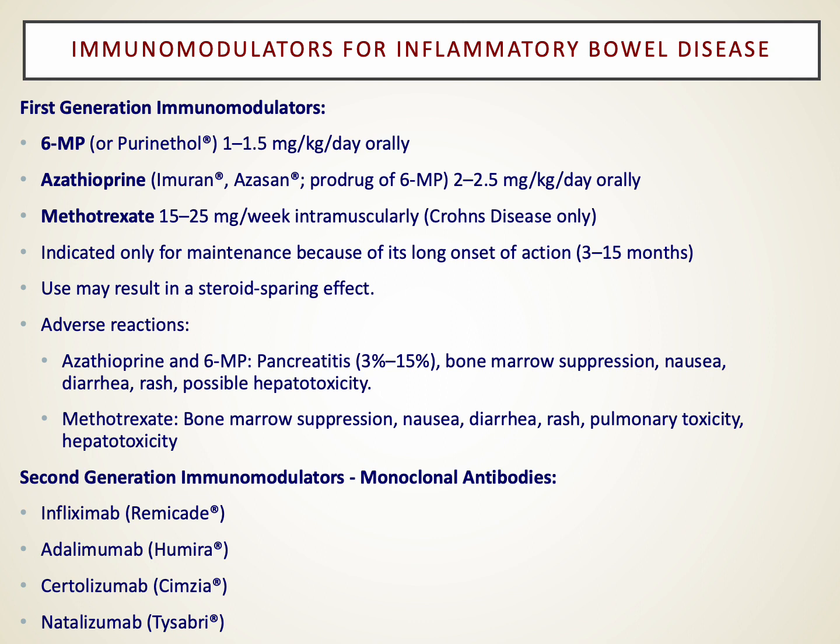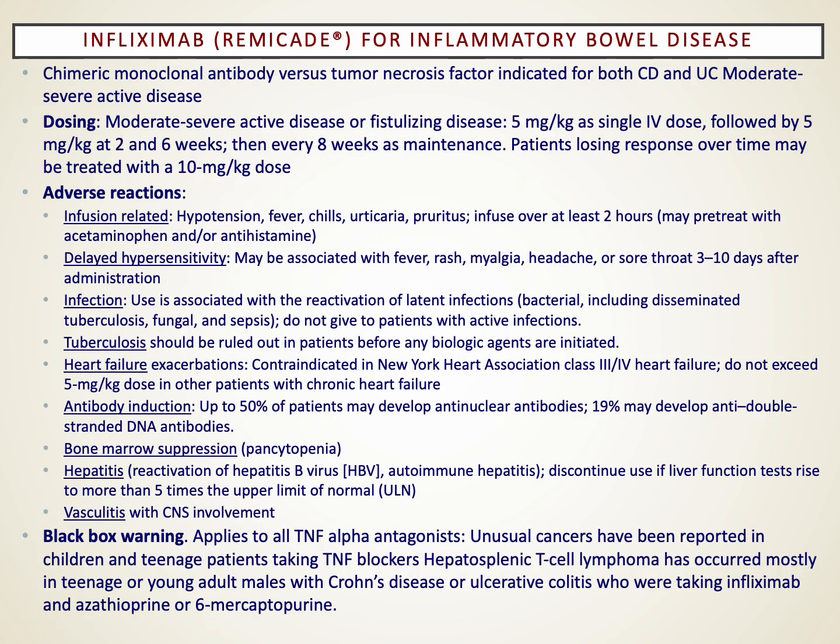The second generation immunomodulators are monoclonal antibodies directed against often tumor necrosis factor or some other factor. Probably the two we see most often used are infliximab or Remicade, and Tysabri is pretty commonly used now as well. But you'll still see other agents in this class used, any of the other monoclonal antibodies. So let's first spend a minute talking about infliximab or Remicade.